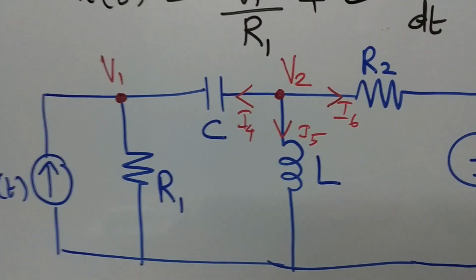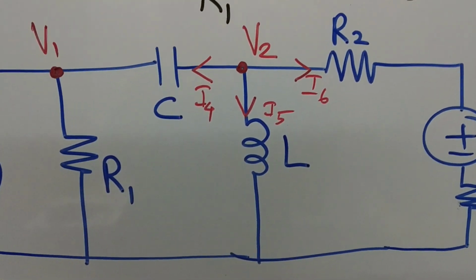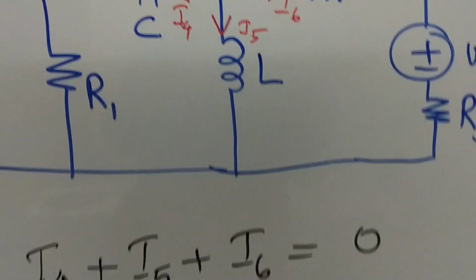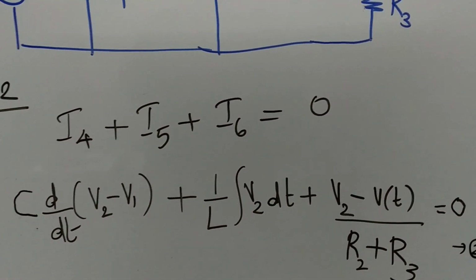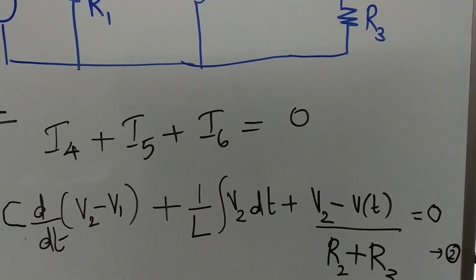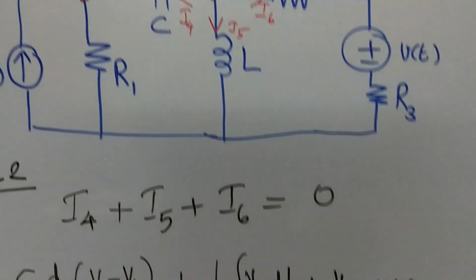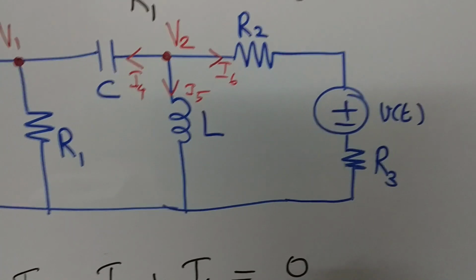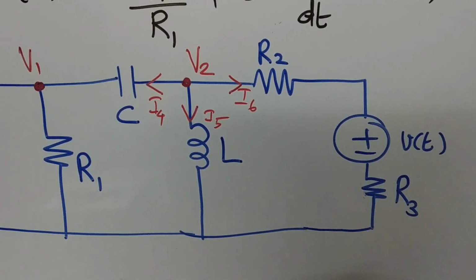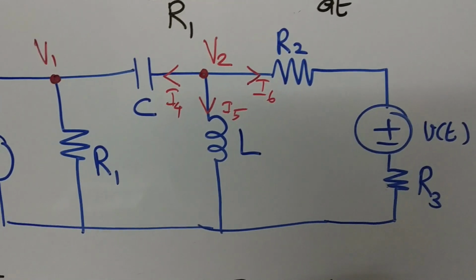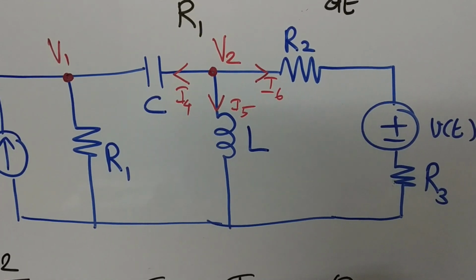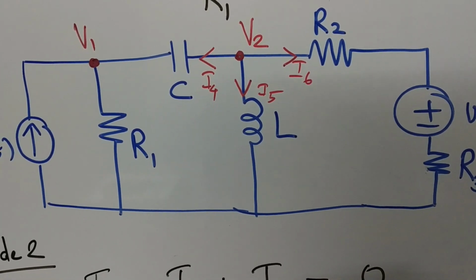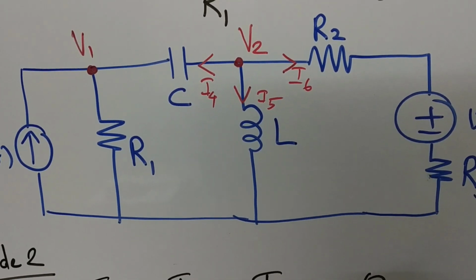Now what about I5? I5 is the current flowing through the inductor. Current flowing through an inductor is 1 by L integral V dt. We have already learned the basic equation. So it will be 1 by L integral, here the voltage is V2, so integral V2 dt. Plus, to analyze the third branch, that is I6, there is a source V of t, and we have assumed that current is flowing from V2 to V of t. So you have to take it as V2 minus V of t divided by the total resistance R2 plus R3.